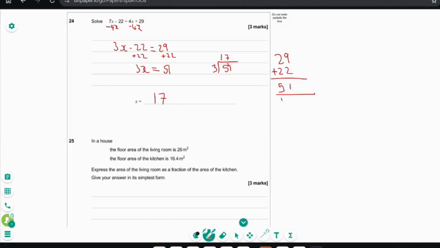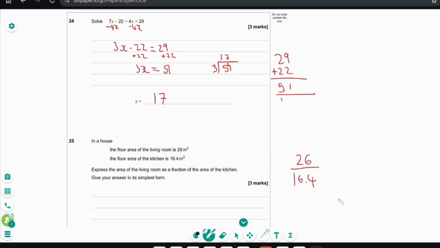In a house, the floor area of the living room is 26 metres squared. The floor area of the kitchen is 16.4 metres squared. Express the area of the living room as a fraction of the area of the kitchen. We just need to literally write it as a fraction. We need to simplify it.